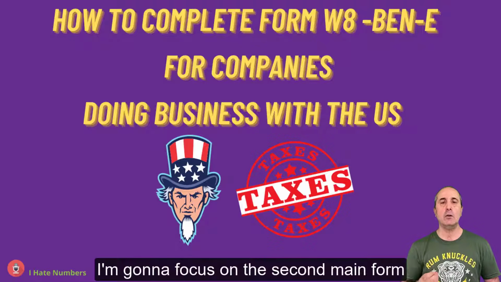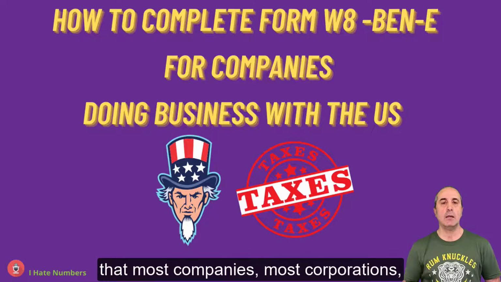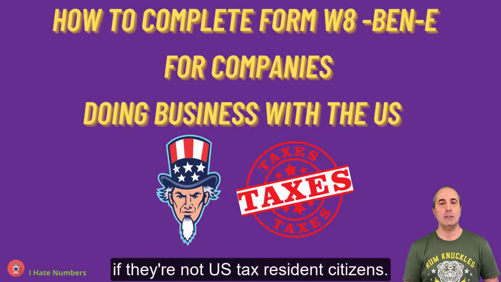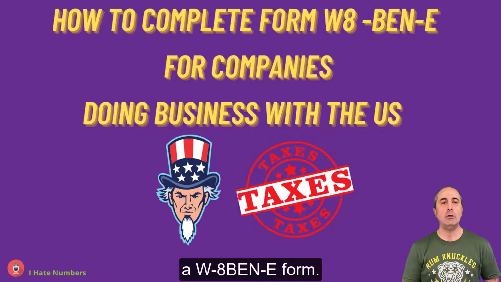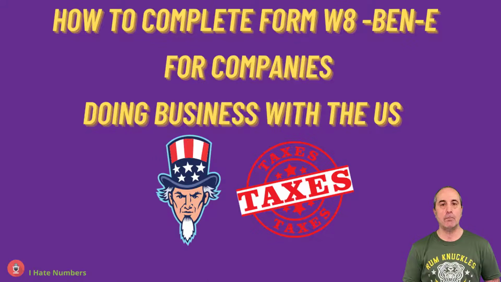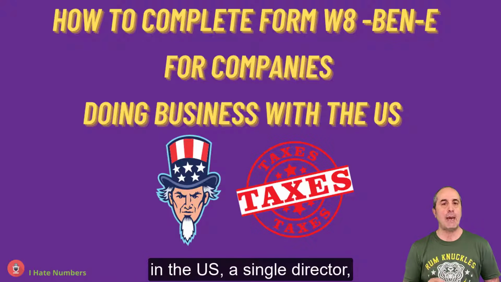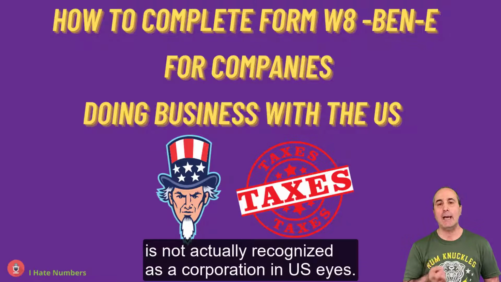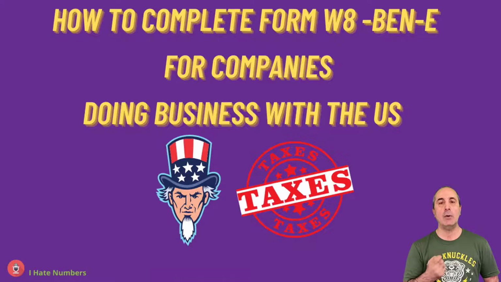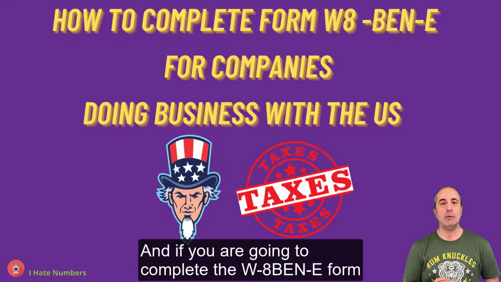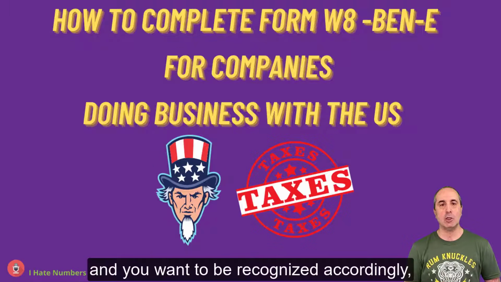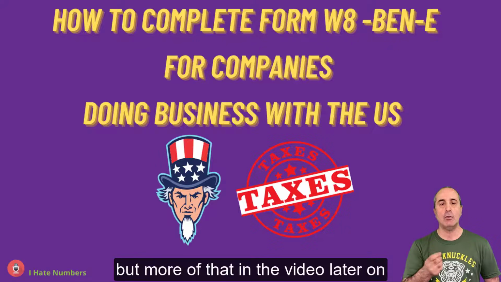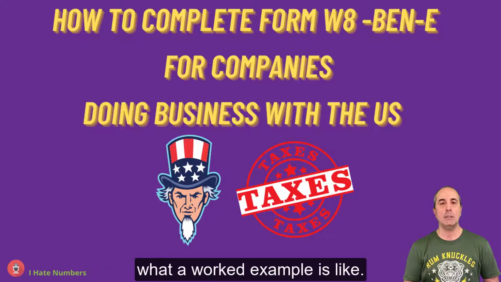Now this week, I'm going to focus on the second main form that most companies, most corporations, partnerships will complete if they're not US tax resident citizens. And that's called, wait for it, a W-8BEN-E form. Now as a heads up, by the way, in the US, a single director, single shareholder company is not actually recognised as a corporation in US eyes. And if you are going to complete the W-8BEN-E form and you want to be recognised accordingly, there are 2 additional forms to complete, but more of that in the video later on when I work through and show you what a worked example is like.